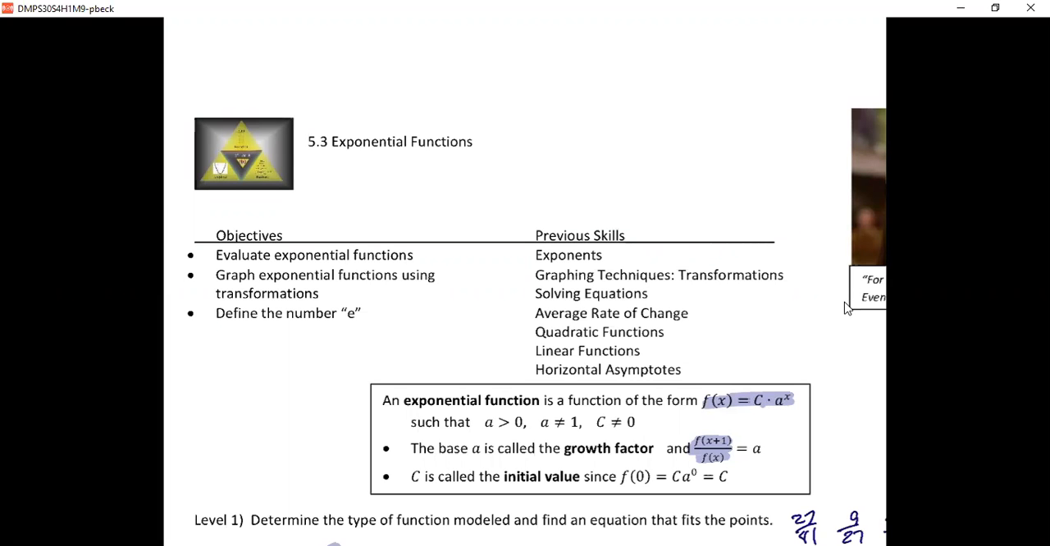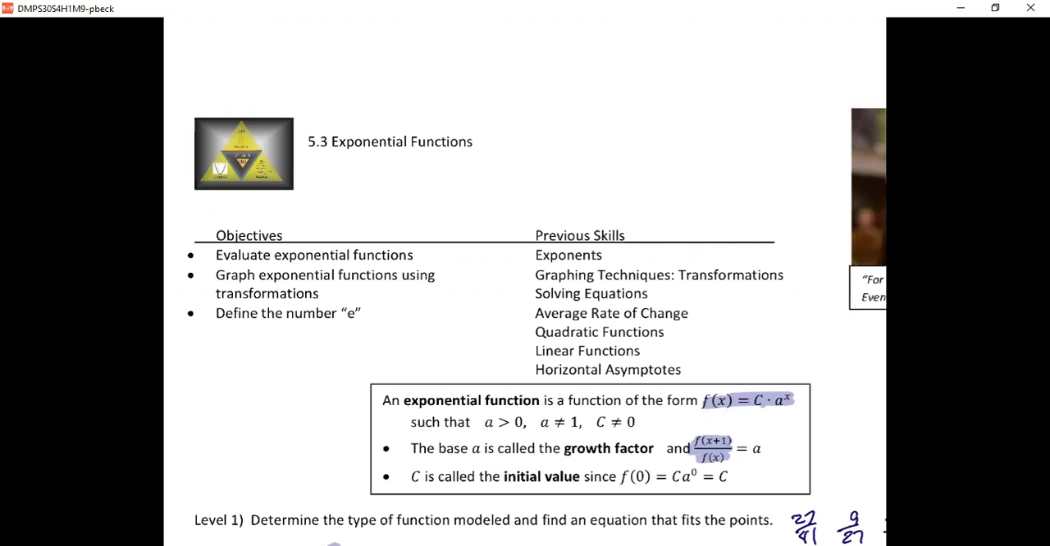Today we're going to be talking about exponential functions. Kind of like going through a history of different functions that we've referred to. We've talked about linear functions, quadratic functions, general polynomial functions. We talked about rational functions. Now we're going to be talking about the last series of functions, and those would be beginning with exponential functions.